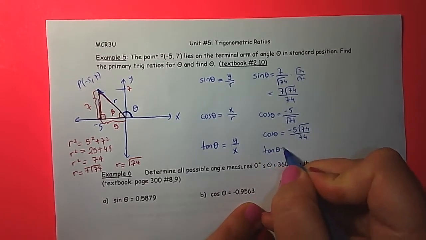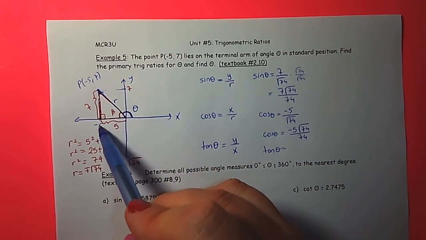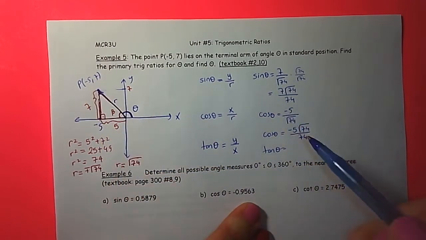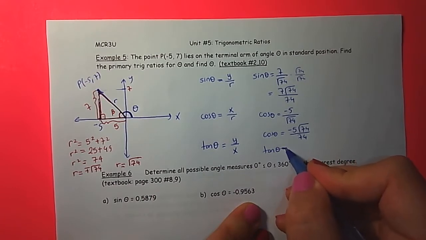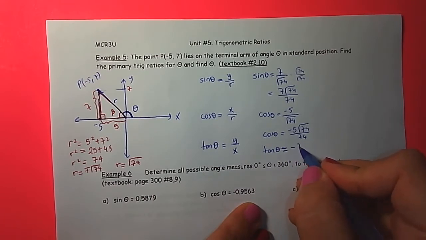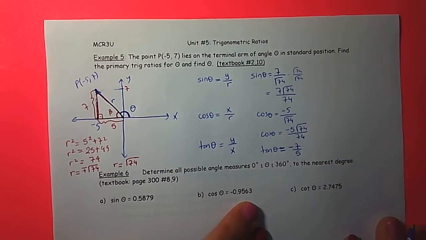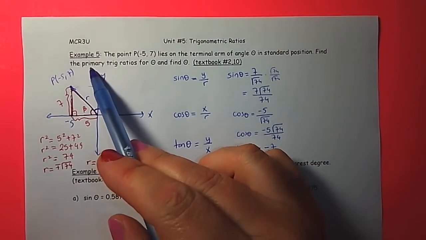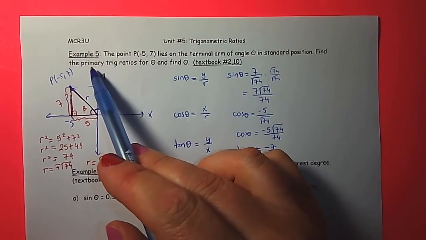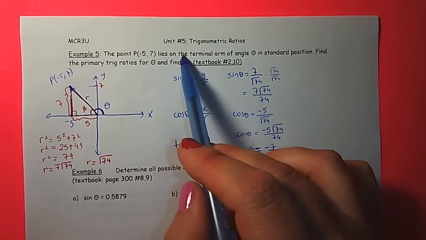Tangent theta is the y coordinate over the x coordinate, 7 over -5. But we never keep the negative sign in the denominator, so move it to the numerator. That gives us -7 over 5. So we answered the first part of the question. We found the primary trigonometric ratios for theta. The next question is find theta.